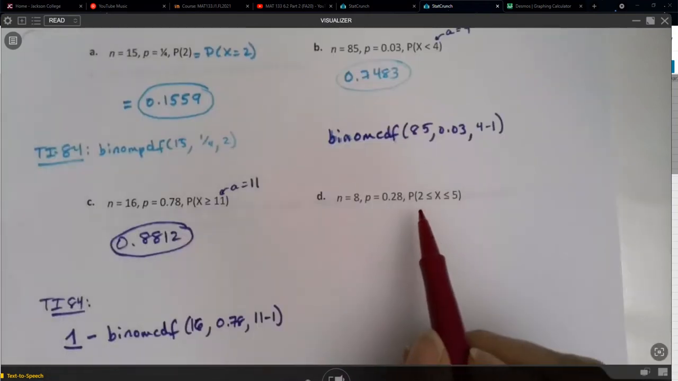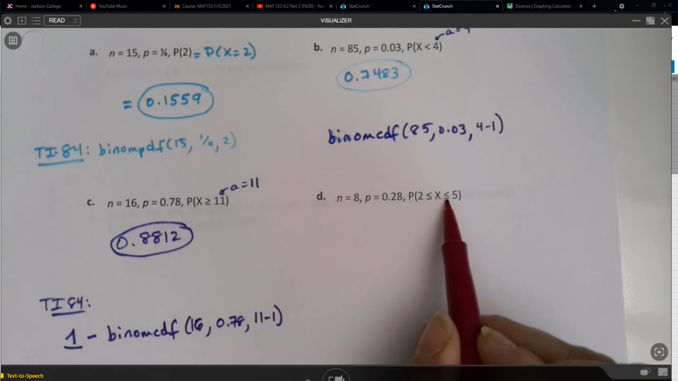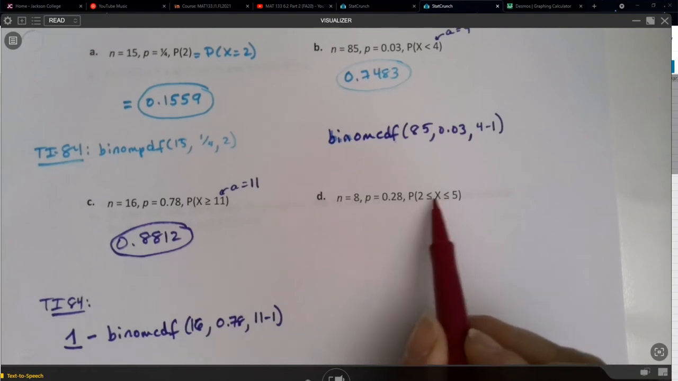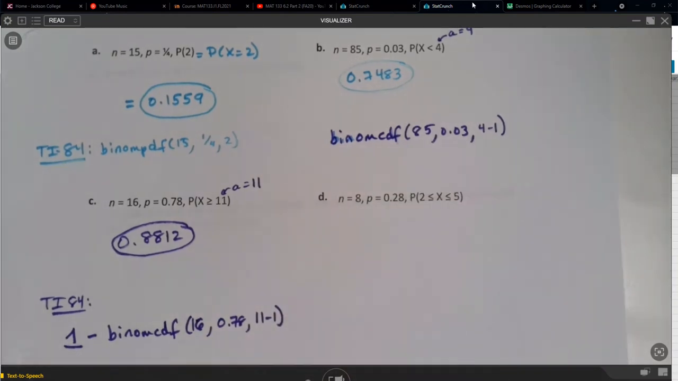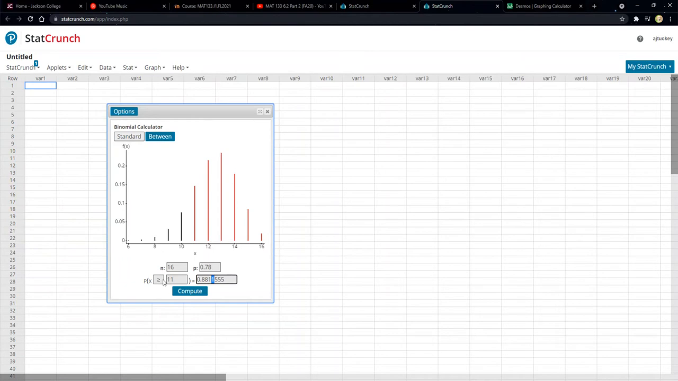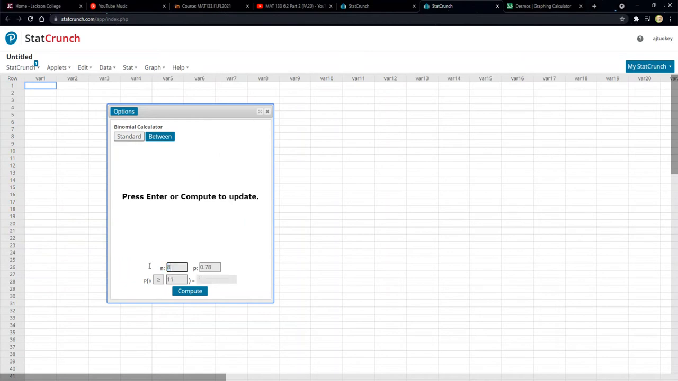So between inclusive, see those extra lines in there? And it's a between. X is between 2 and 5. It's bigger than 2, but it's less than 5. Now this is where StatCrunch really shines. So if I go to StatCrunch, I say n is 8. I see the probability of success is 0.28. There we go. I typed it correctly.